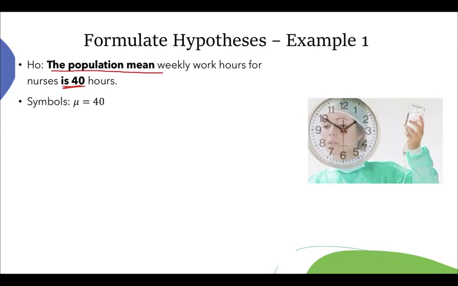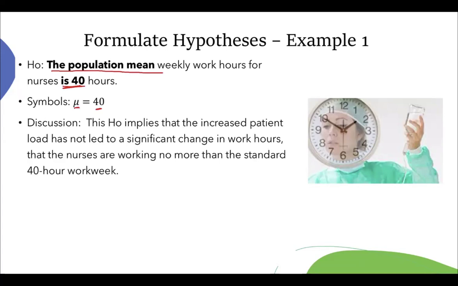We also write it in symbols. So the population mean is 40, mu is 40. This null hypothesis implies that the increased patient load has not led to a significant change in work hours, that the nurses are working no more than the standard 40 hours per work week. So the null hypothesis says that there's no difference.